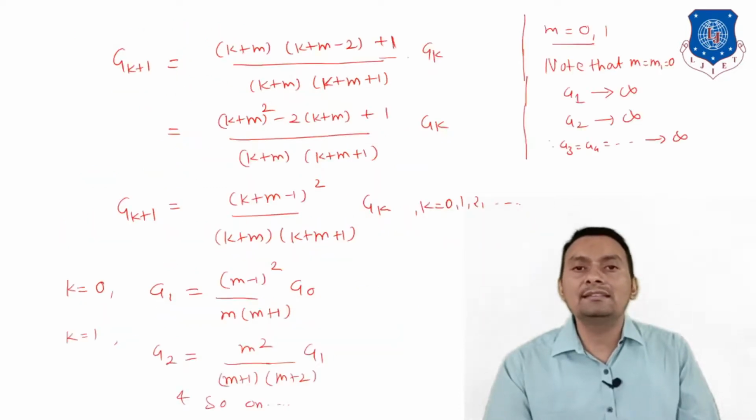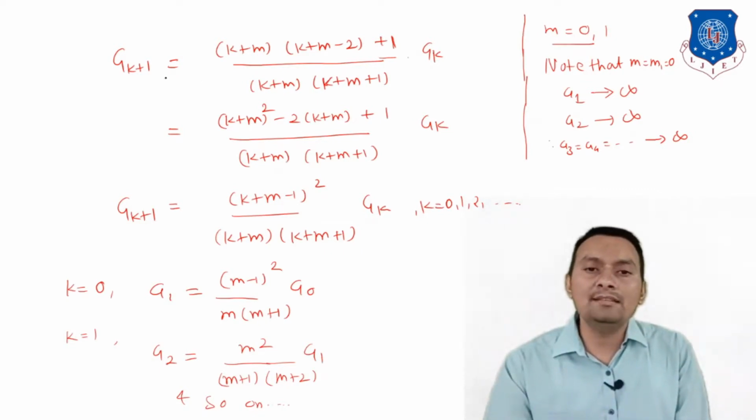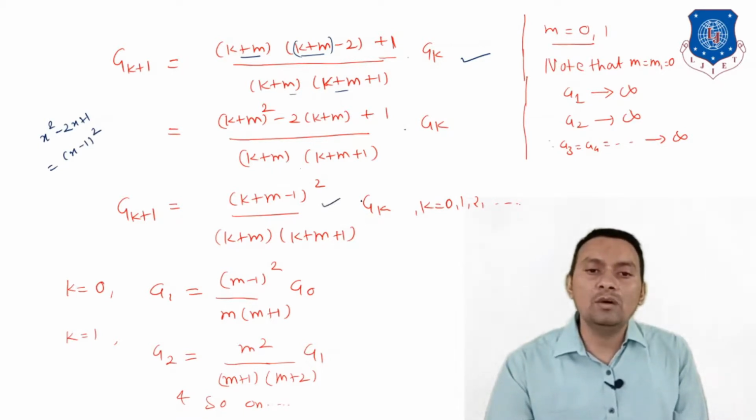Next we are simplifying whatever we have. So we have the recurrence relation for a(k+1). I am just multiplying with (k+m). So I will get (k+m)² minus 2(k+m) plus 1, divided by the same denominator, times ak. Now this is exactly a perfect square, as you know x² minus 2x plus 1 is exactly (x minus 1)². The same formula I am using here. So we will get this one, with k equal to 0, 1, 2, 3 and so on.